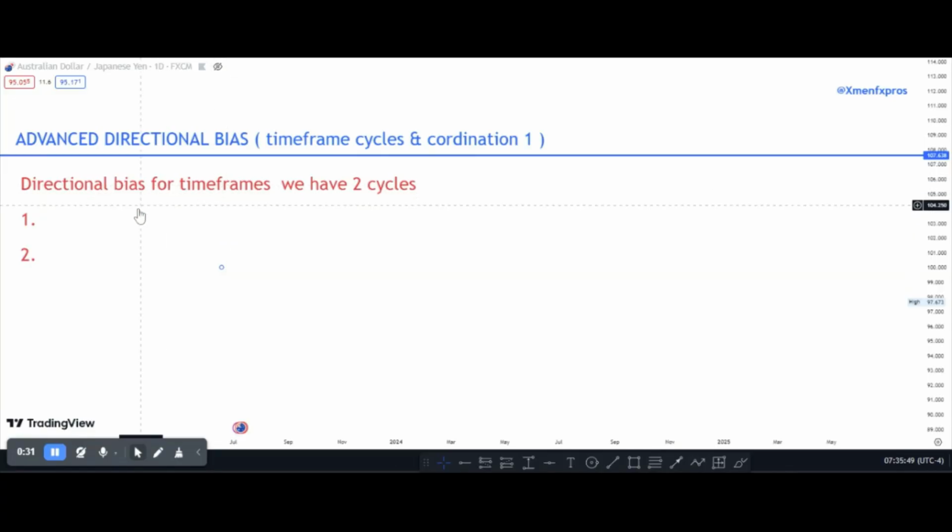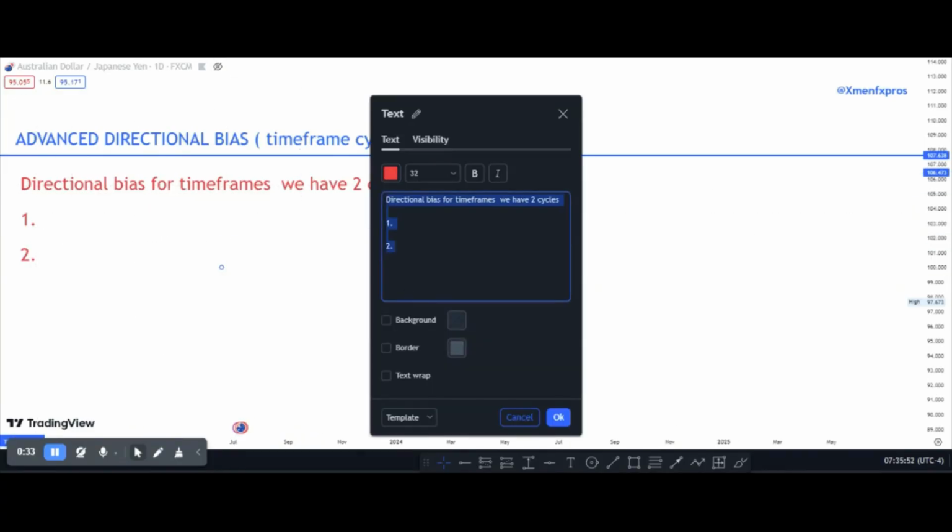So the first cycle that we shall look at is what we call the constant cycle. Then we're going to have another one called the situational cycle. We need to understand how they look.